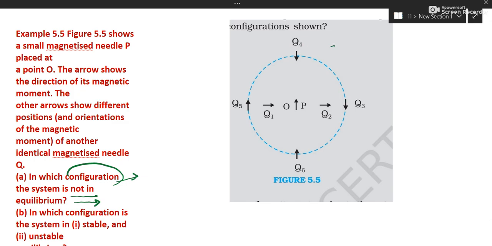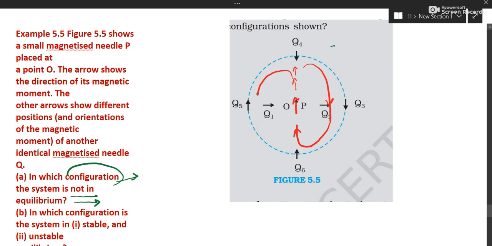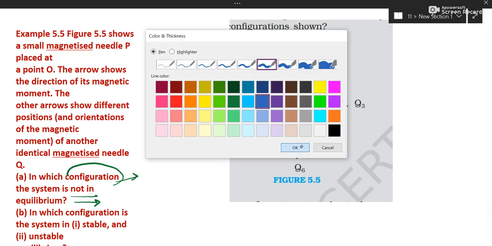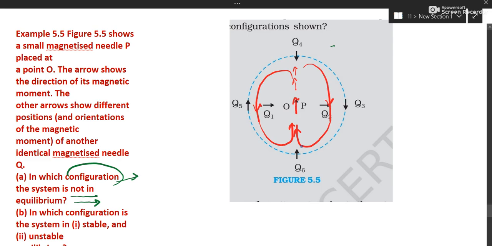So let us do it like this. See, this is the magnetic field, or magnet you can say. So it is going like this. Okay, then to form the closed loop, it will go like this. Then like this. Similarly, come to this side. So it is like this and this way. So everywhere we will draw like this, and after that how to proceed, that I am telling you.